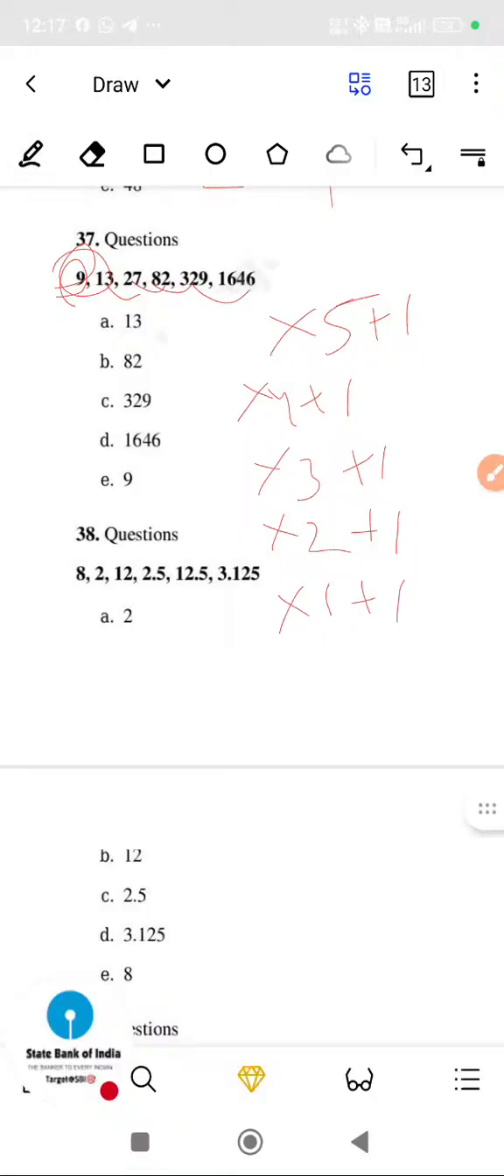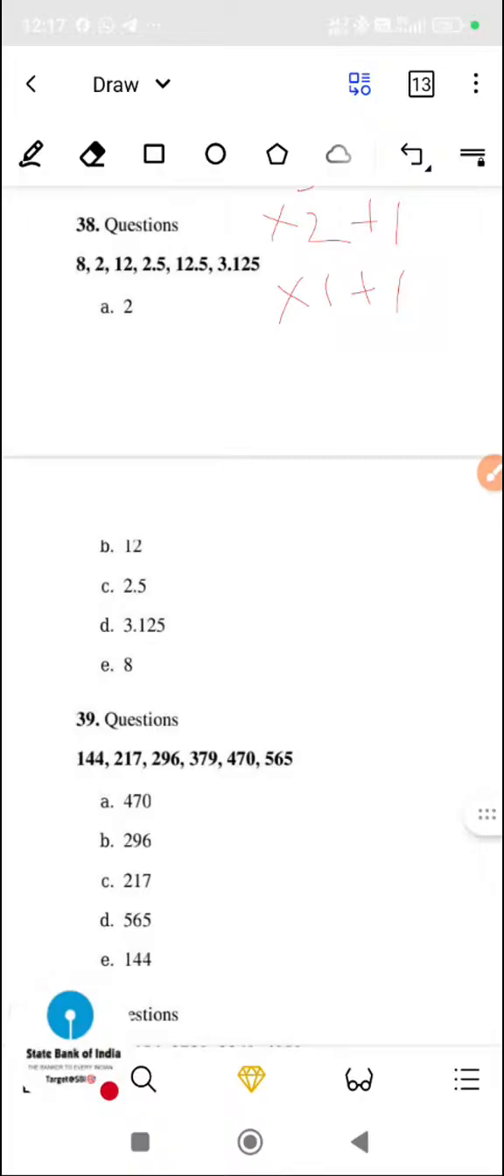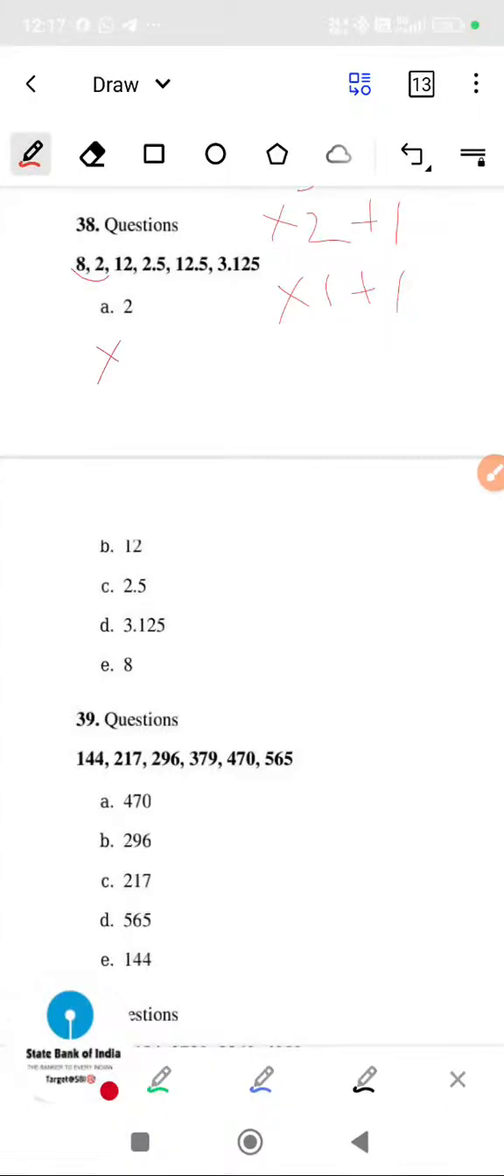Next we are going to see question number 38. Here we see 8, 2, 12, 2.5, 125, 3.125. So it is very clear that it is becoming a half first. Half, which will be 4. Half minus 2. Next one is multiplied by 6 times.